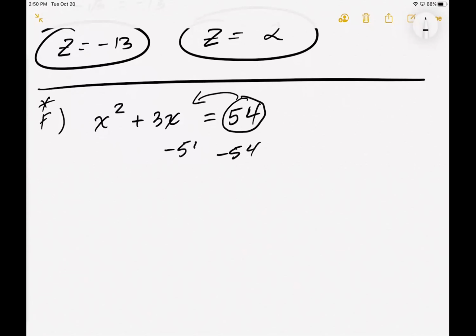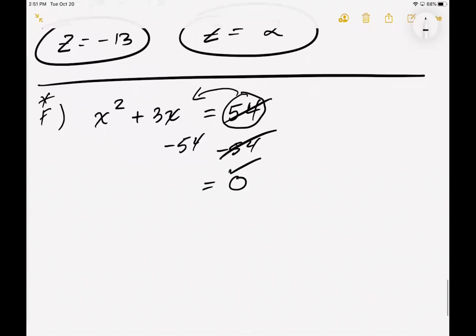You subtract 54. See that 54 minus 54 equals 0, and that's what I want, right? I want it equal to 0. And now what is x squared plus 3x minus 54? Well, x squared plus 3x minus 54 is just x squared plus 3x minus 54, because all of them are unlike terms.